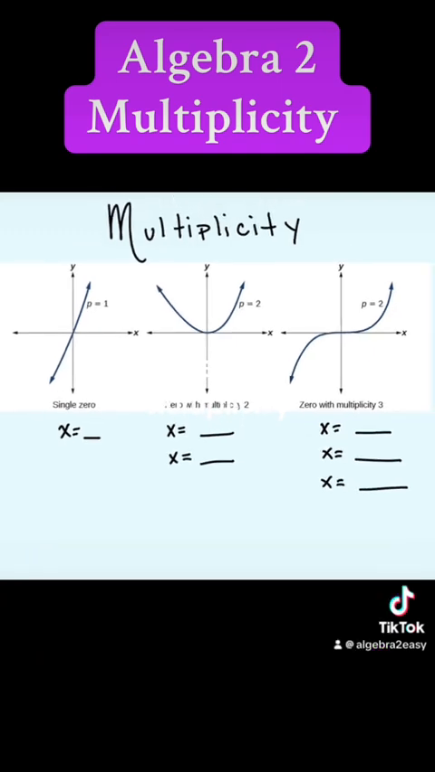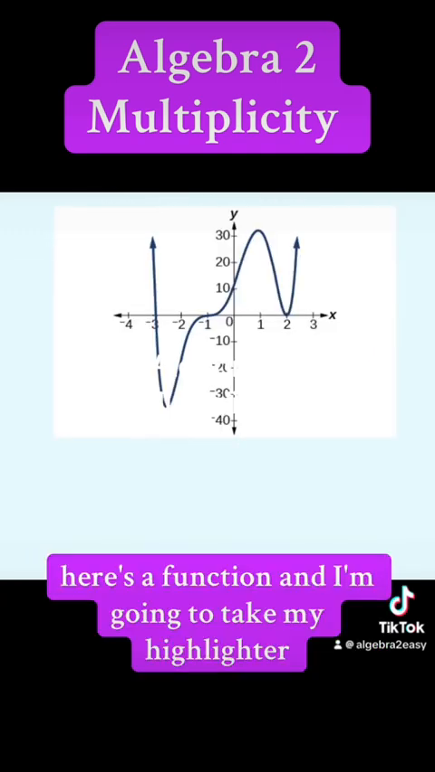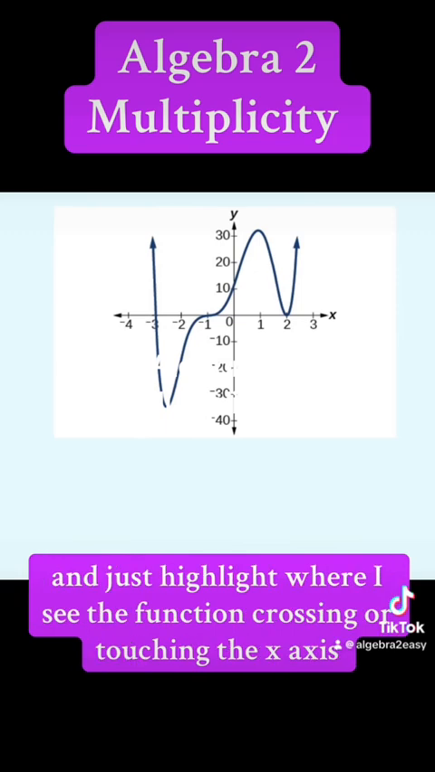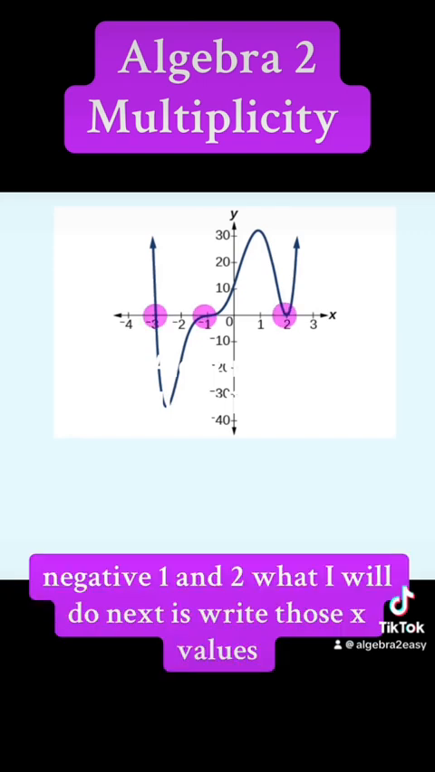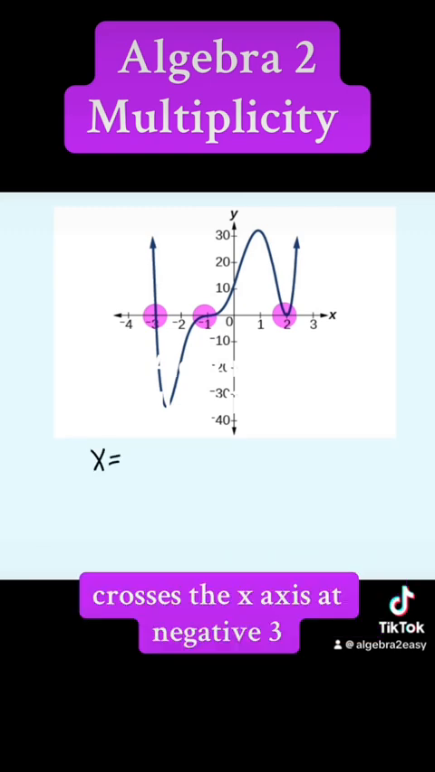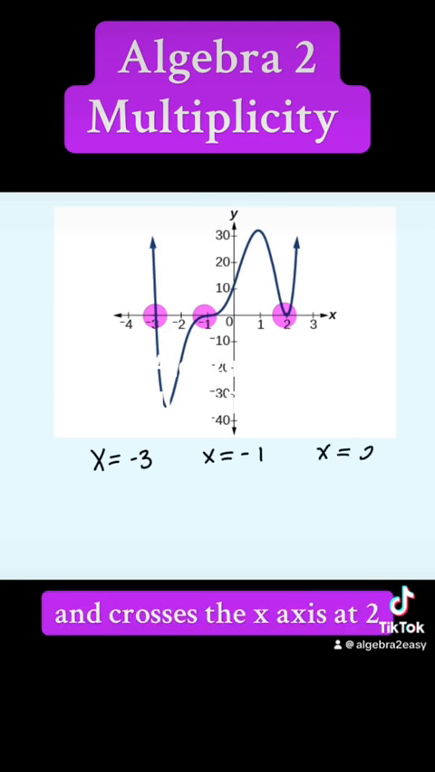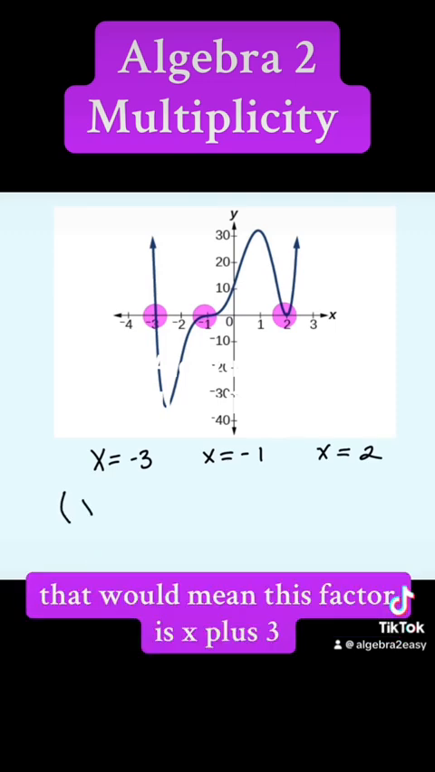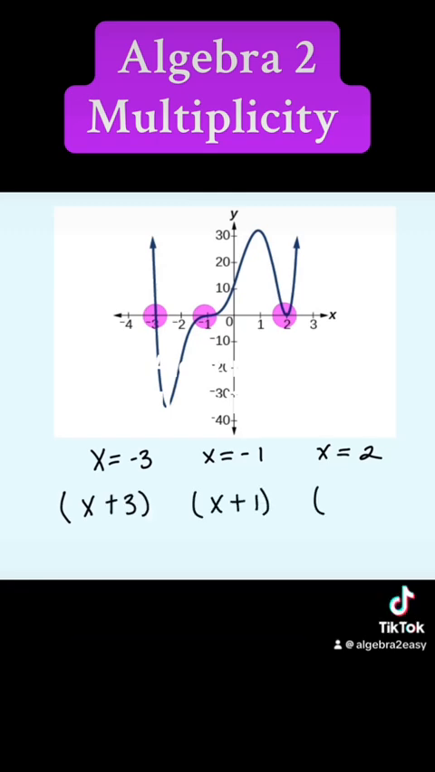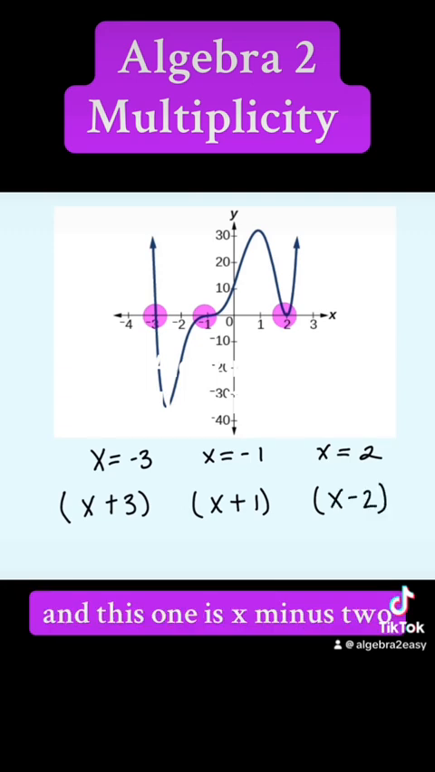So let's practice. Here's a function, and I'm going to take my highlighter and just highlight where I see the function crossing or touching the x-axis. And I see that right here at -3, -1, and 2. What I will do next is write those x values. Crosses the x-axis at -3, crosses the x-axis at -1, and crosses the x-axis at 2. I'm going to work backwards now and write the factors. That would mean this factor is x plus 3. This one becomes x plus 1, and this one is x minus 2.